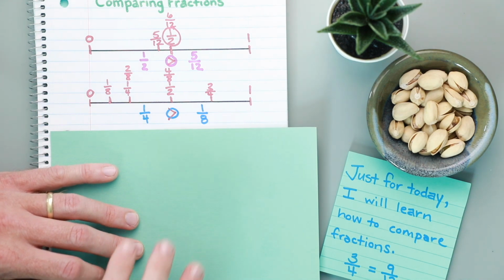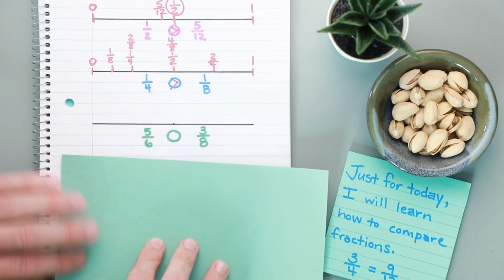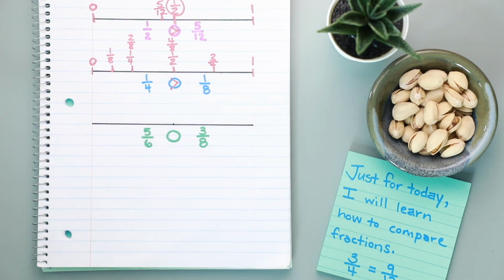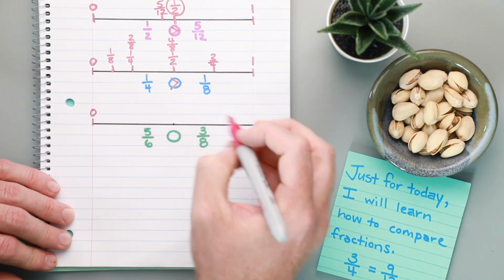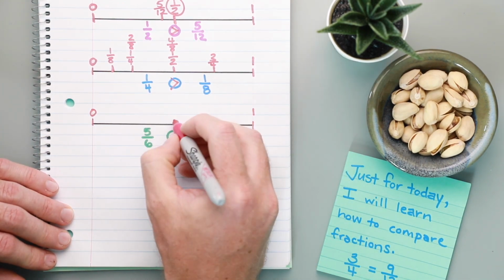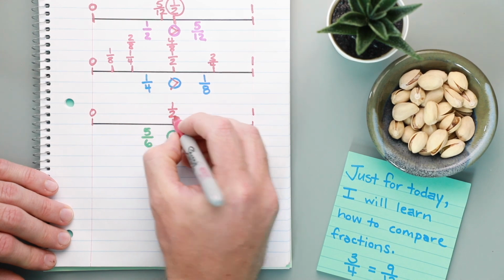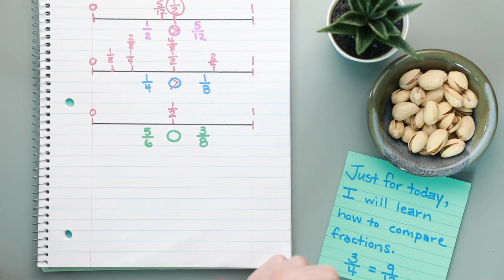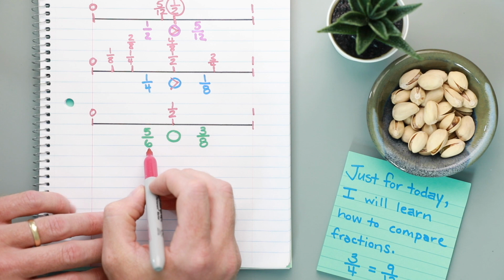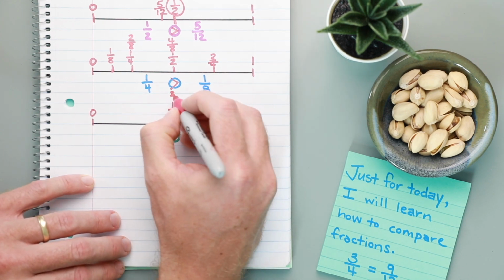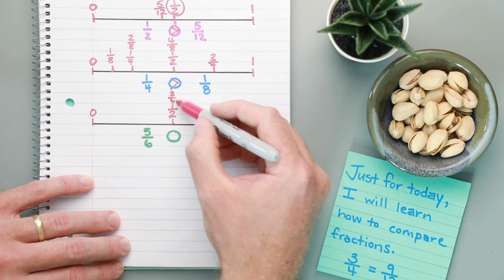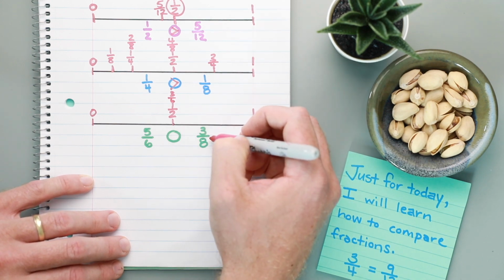All right, time for the last one. Let's make it a tricky one. 5/6 and 3/8. I'm going to start with the process that I've been using here. 0, 1, and 1/2. Now, what would 1/2 of 6 equal? Well, that would be 3/6, correct? So here's 3/6. And what would 1/2 of 8 be?